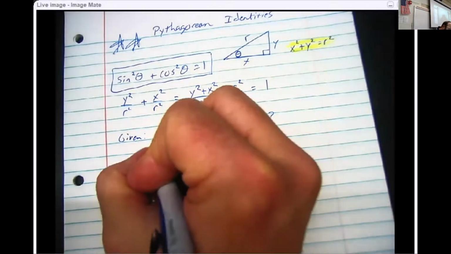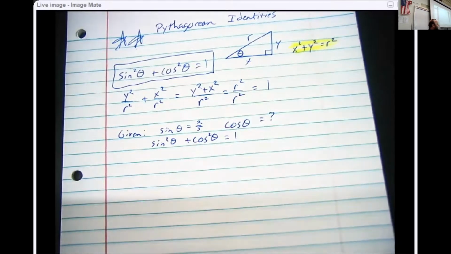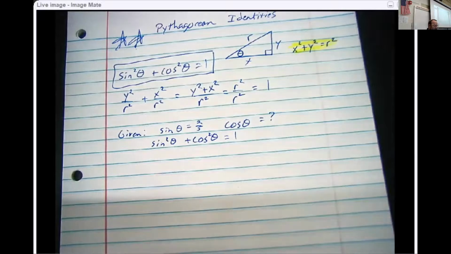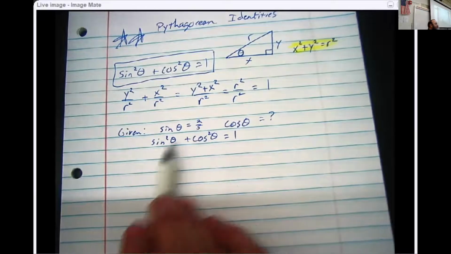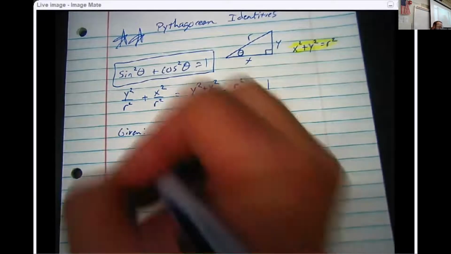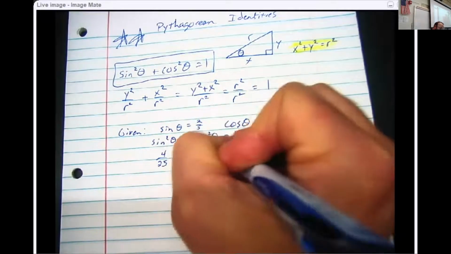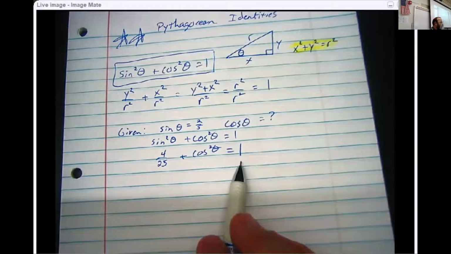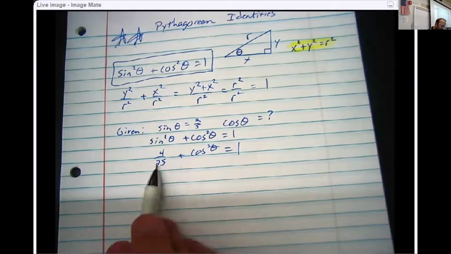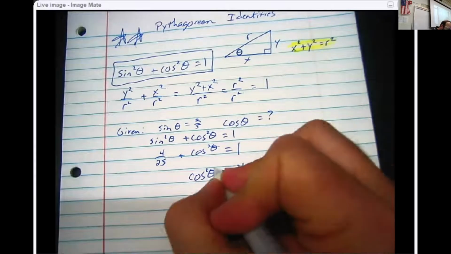We're going to start with this idea right here. We're going to go sine squared plus cosine squared is 1. So can you guys tell me what is sine squared according to this relationship right here? If the sine is 2/5, what's sine squared? 4/25. Plus the cosine squared is 1. Oh, by the way, isn't 1 25/25? So I could subtract this 4/25 from both sides and get 21/25.